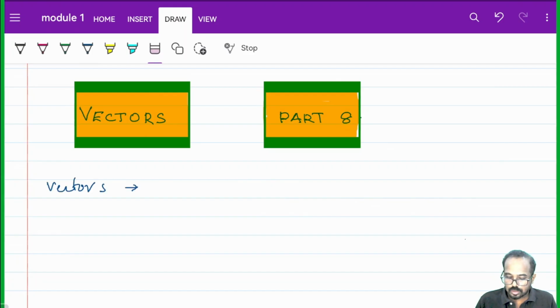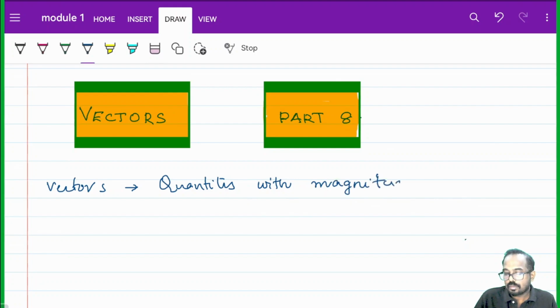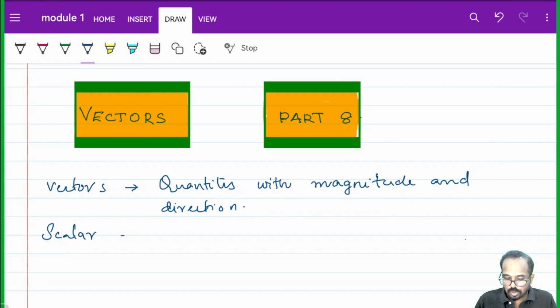Vectors are quantities with magnitude and direction. Both magnitude and direction should be there. Scalars, what are scalars? Scalar quantities are quantities with magnitude only. Direction is not significant in this.